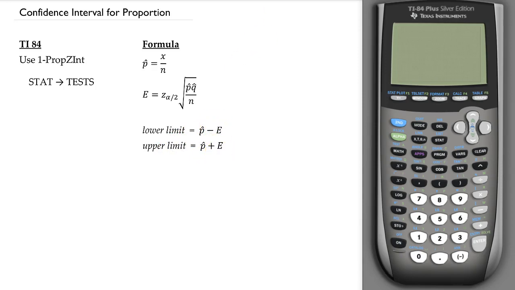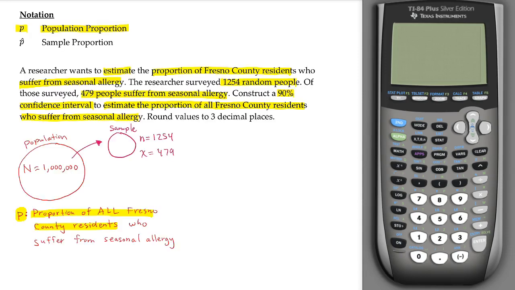So in this video, I'm only going to show you guys using the TI-84, and the function we're going to use is the 1-PropZInt. All right, so using the 1-PropZInt, we are going to construct this interval. So we're going to load up the calculator. We're going to go to STAT, and then we're going to go to TESTS, and we're going to go all the way down to 1-PropZInt.